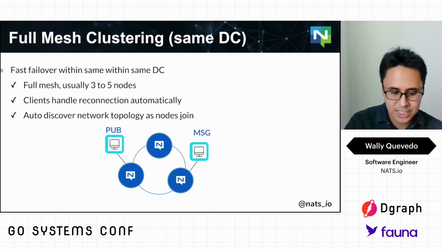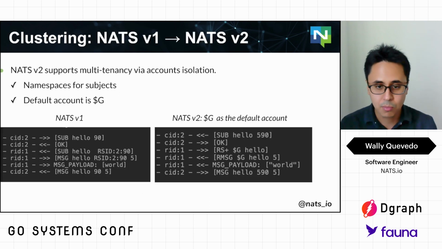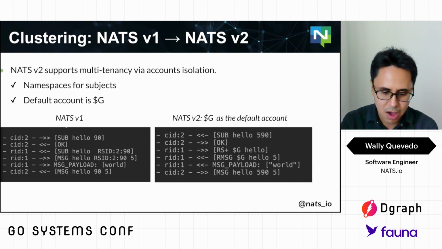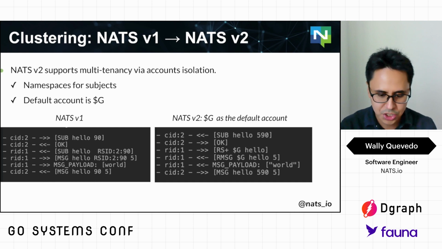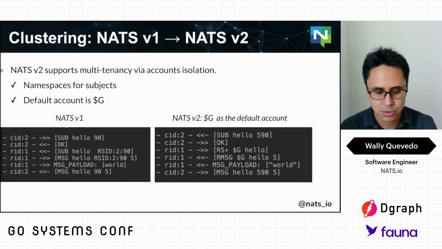Compared to NATS v1, the NATS v2 protocol became multi-tenant aware. So now everything exists within an account. What used to be the global account from the v1 series is now part of a global account, and in this case it becomes the $G default account, but you can have different accounts or subject namespaces as fits your organization.